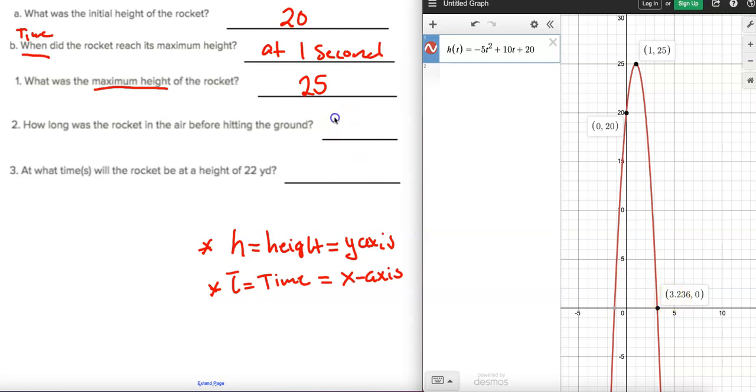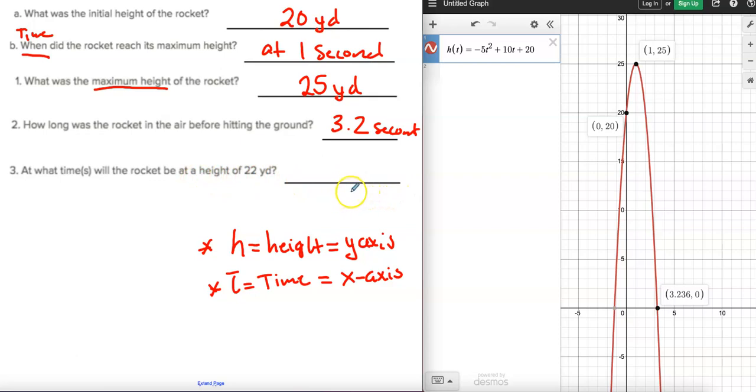We'll say 3.2 seconds that it was in the air before it actually hit the ground. And then it says, at what times will the rocket be at a height of 22 yards? I forgot to put that, but these are yards because that's what the rocket's measured in. So the height is measured in yards and the time is measured in seconds. But it says at what time will the rocket be at a height of 22 yards?